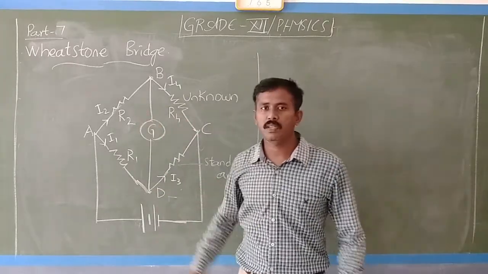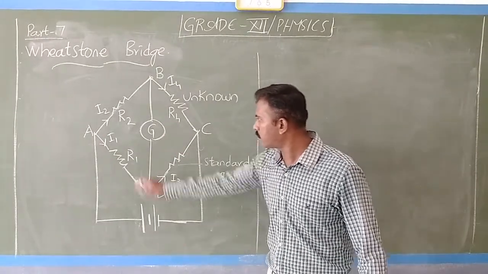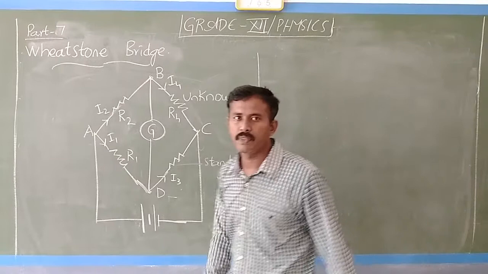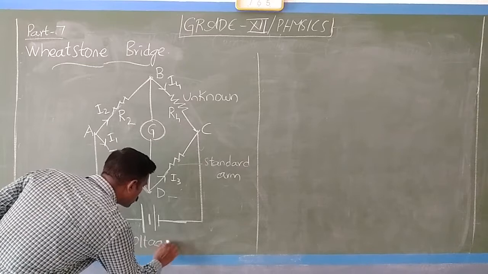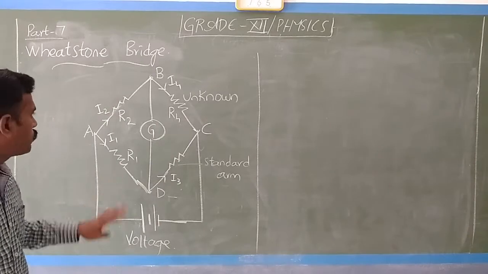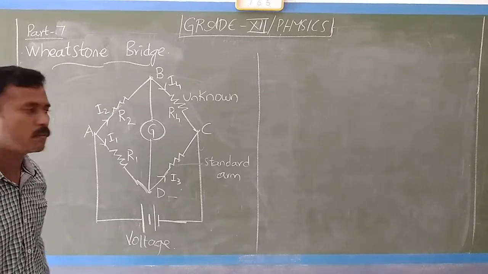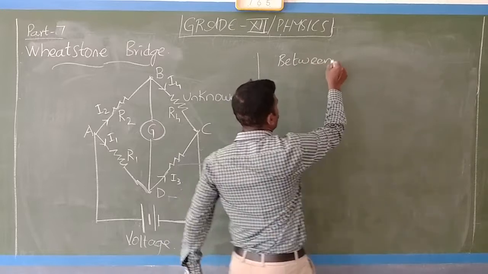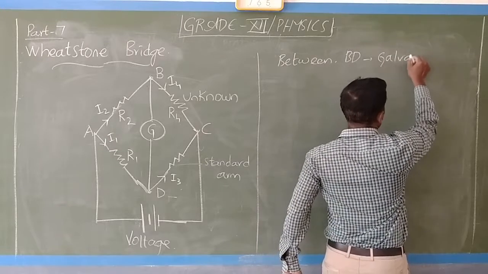Here in this arrangement, I will first discuss the construction. We have 4 junctions in this network, and a source, an electrical voltage source. A, B, C and D are the 4 junctions, and at the center, between B and D, a galvanometer is fixed.